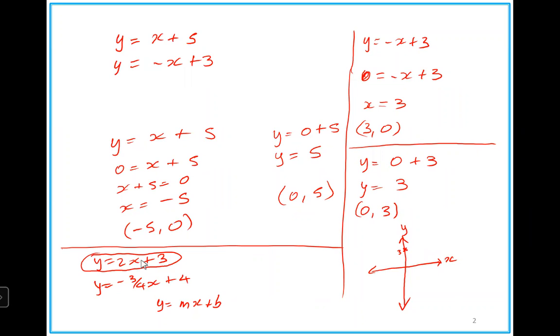It's the rise over run. So 2 by itself is equal to 2 over 1. Your rise is 2 and your run is 1. So you're going to start at 3 and move up 2, which takes you to 5, 3, 4, 5, then you're going to move across 1.